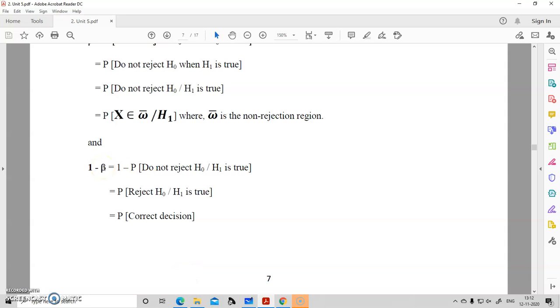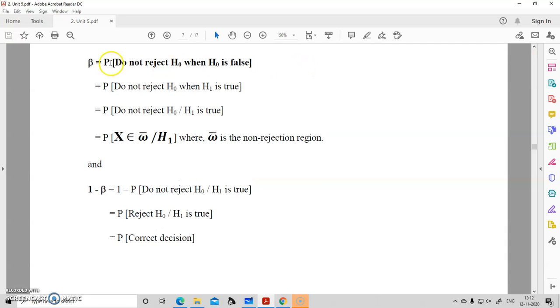Hi students, we were talking about the beta error. What is a beta error? Beta error is nothing but do not reject H0 when H0 is false. Okay, H0 is false, we should have rejected. Instead, we do not reject it. So, error is committed. This is known as the beta error.